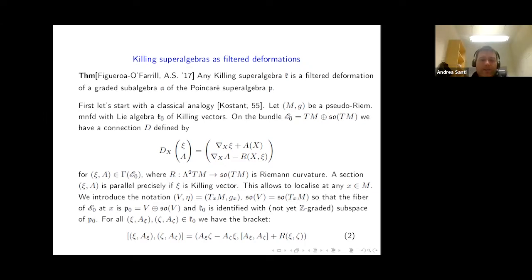And therefore, K0 is identified with a subspace of the Poincaré algebra, which at this stage is not even yet Z-graded. So to write down the explicit brackets, you first think of your Killing vector fields as parallel sections. So Xi, Xe, and similarly for the other one, and you compute the bracket, and you will discover that, not surprisingly, you have a contribution coming from the curvature. So you have what you would expect, the bracket of the endomorphism A here, the action of the endomorphism Xe on the other term, and vice versa, but you also have the curvature.